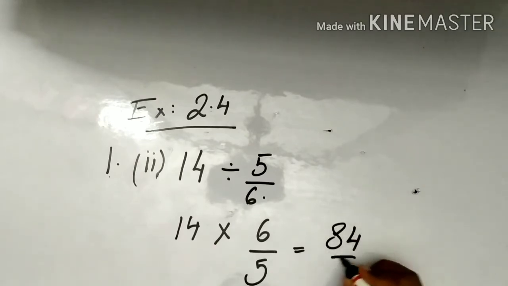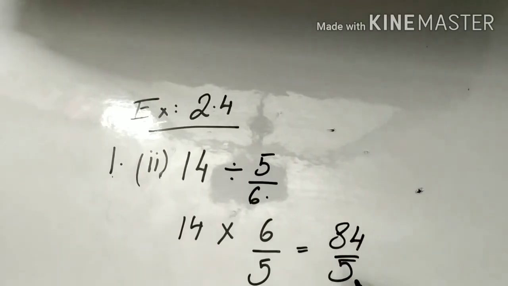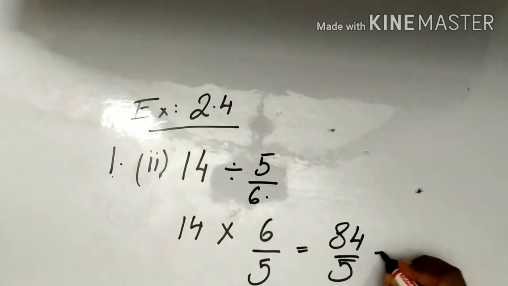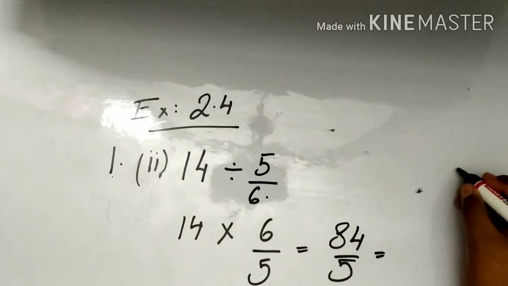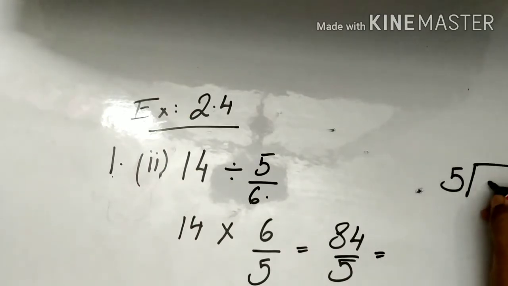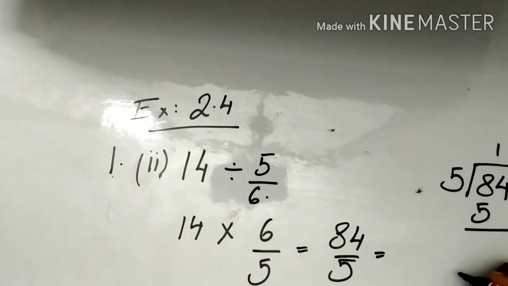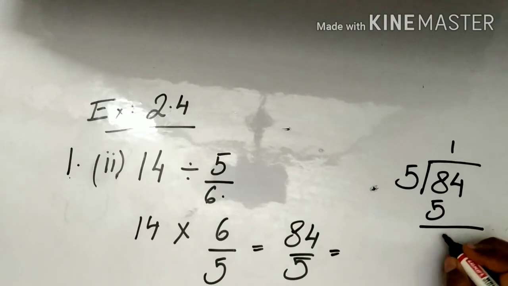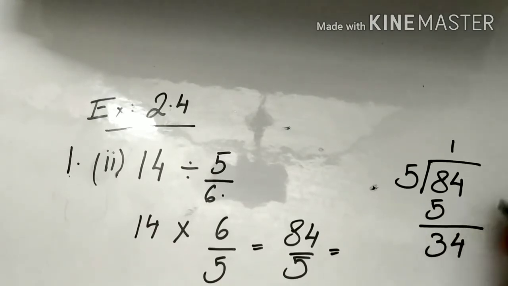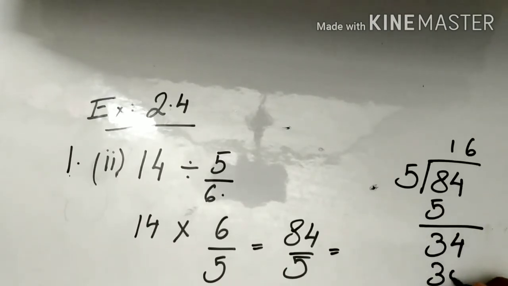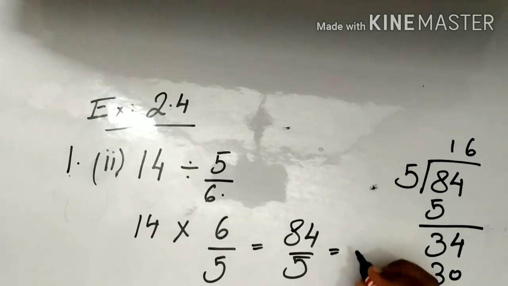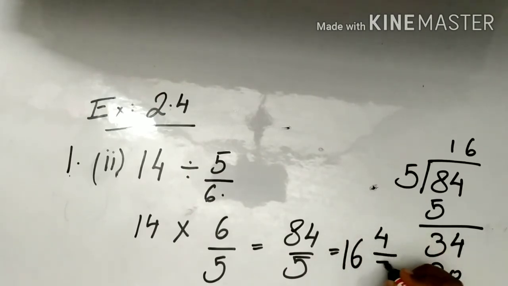84 divided by 5. Right? And the improper fraction we will divide it. So we'll get this as 84 divided by 5, which is 16, remainder 4. So the answer will be 16 4/5. Right?